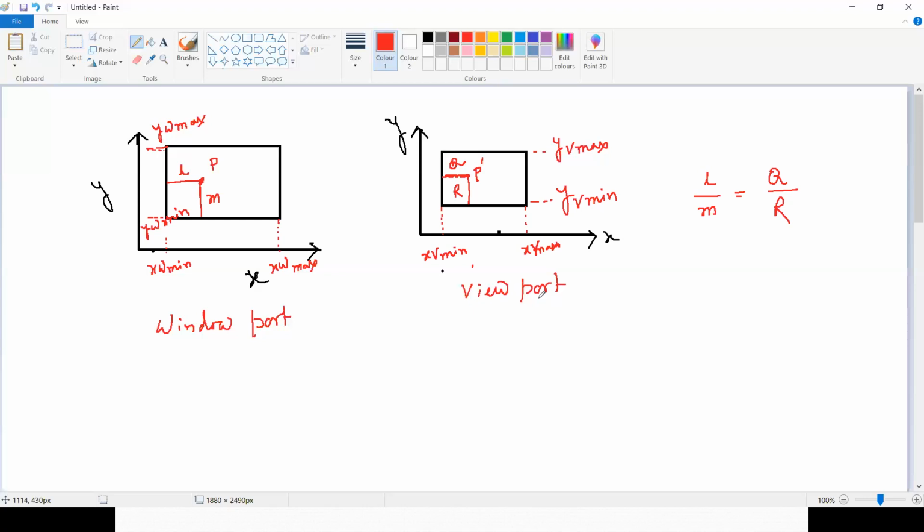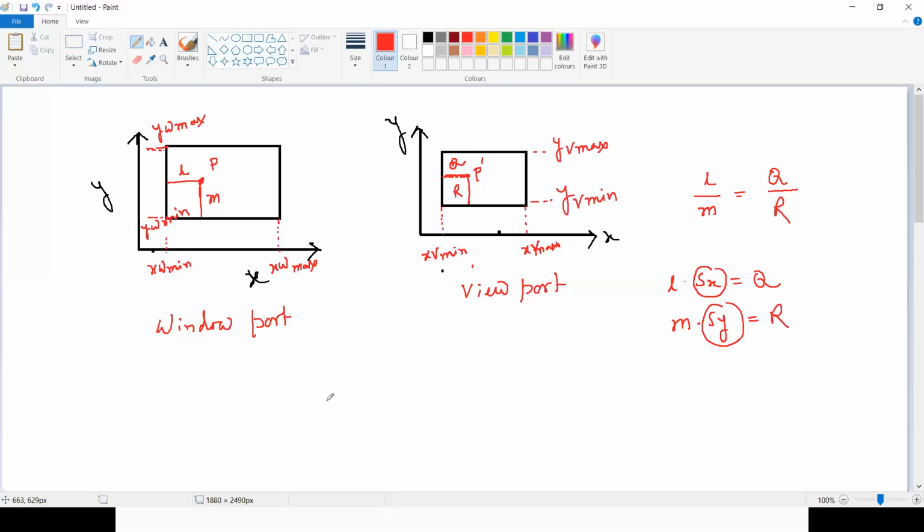This ratio can be maintained just by performing the scaling. That means with the L value, we have to multiply some unit. This unit is called Sx, the scaling factor. So we have to multiply some scaling factor Sx with L so that it will produce the value Q. Similarly, if I multiply some Sy unit with M, we can produce the R. So what is our objective? Our objective is to find out the value of Sx and Sy.